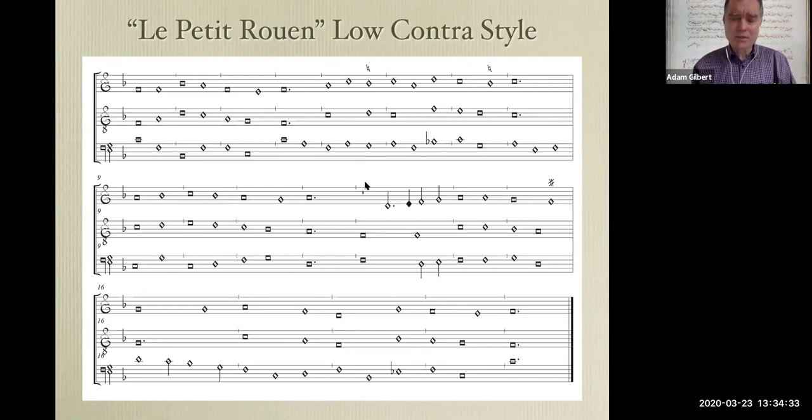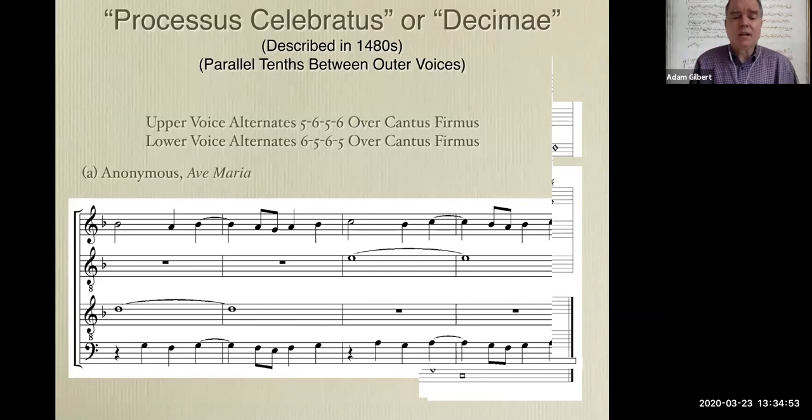Okay, cool. So once they started doing this kind of parallel tenths, it looks like parallel tenths between the outer voices, that became a whole style. And by the time we hit the 1480s, people are starting to do this thing, and they're starting to be really excited about it. In the 1480s, theorist Guillermus Monachus, William the Monk, called it decime, which means tenths.